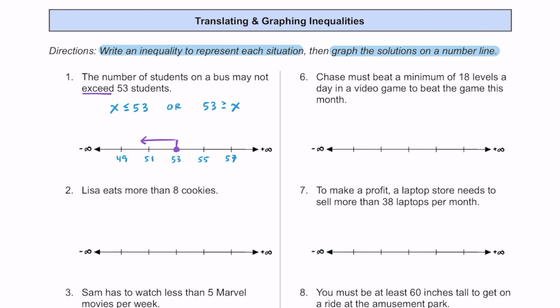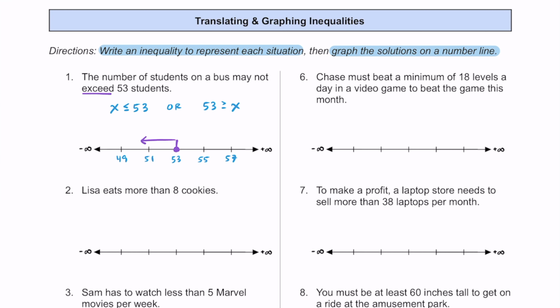All right, here is number 3. For number 3, Sam has to watch less than 5 Marvel movies per week, okay? I'm going to use the variable M for the number of Marvel movies, and he can't watch 5, he has to watch less than 5, so M would be less than 5, or you can say that 5 would be greater than the number of movies he can watch, so both of these are good. Now I'm going to put 5 in the middle here, and I'll go 6 and 7, just going up by 1s, and down by 1s to the left here. And he can't watch 5 movies, he has to watch less than 5, so we have to put an open circle on 5 because he can't watch those. But anything less than that, he can even watch 4.99999 movies, and that's okay because it's less than 5.